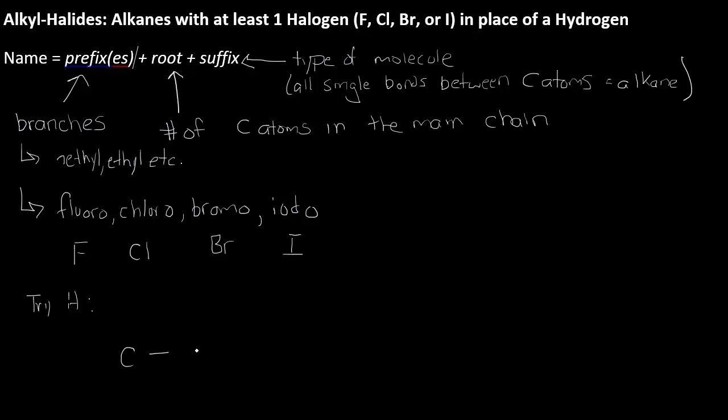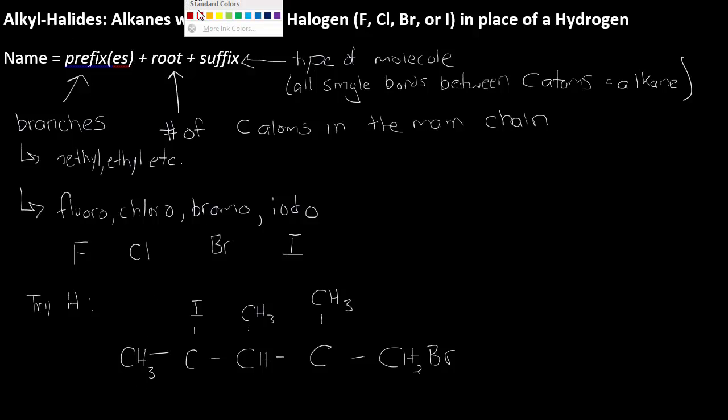Alright, so I'm going to say try this. So I'm going to generate a molecule here. I'm also going to say that the fluorine, chlorine, bromine, and iodine are more important than the alkyl branches, so your halogens, you need to try to get them at the lowest possible numbers. Alright, so I'm just going to create a random molecule here. Alright, here we are. So let's put this together and figure out a name.